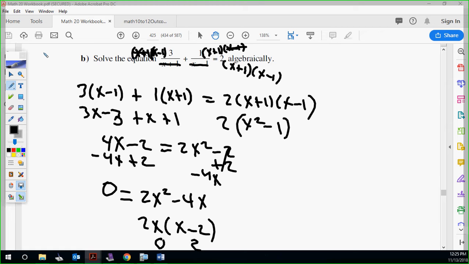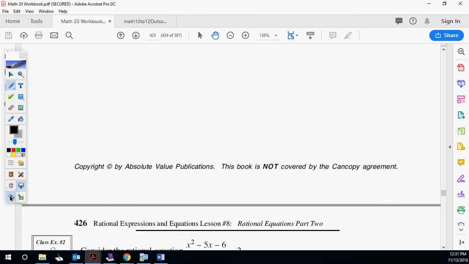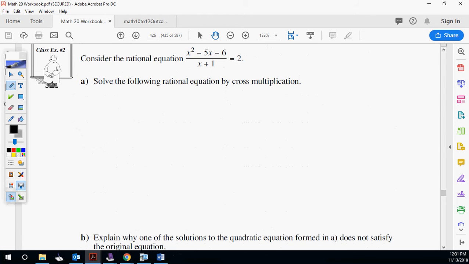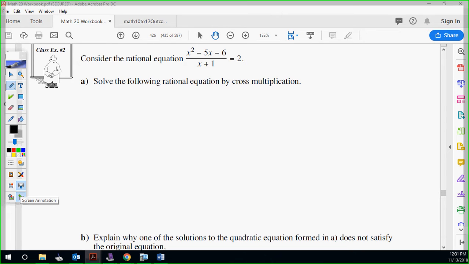Okay, so let's go into the next page here, try the next example. All right, so next example. It says, consider the rational equation x squared minus 5x minus 6 over x plus 1 equals 2. So we are solving the rational equation by cross multiplication. Well, how is that possible? We don't have fraction equals fraction. Well, we can change it though, right? To 2 over 1, and now we can cross multiply. But in reality, you're not really cross multiplying, you're just multiplying the x plus 1 over. But if you want to call it cross, that's fine.